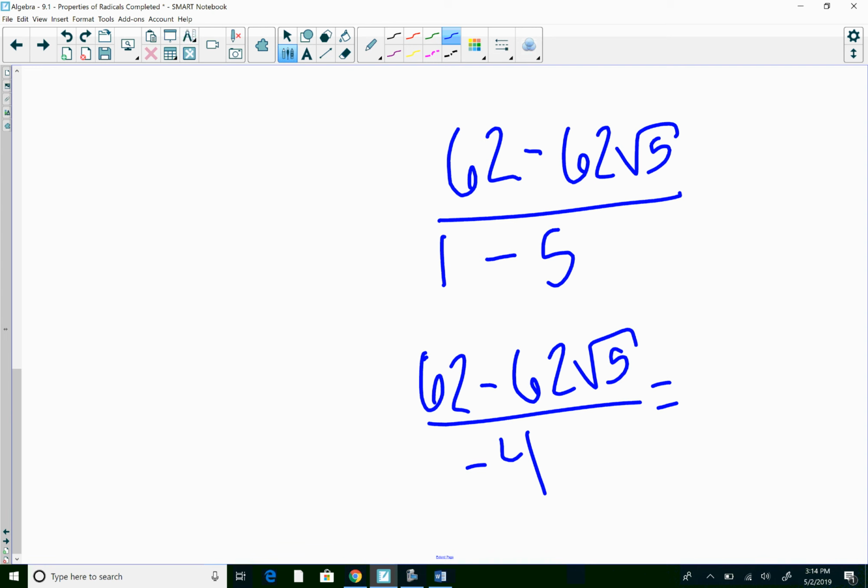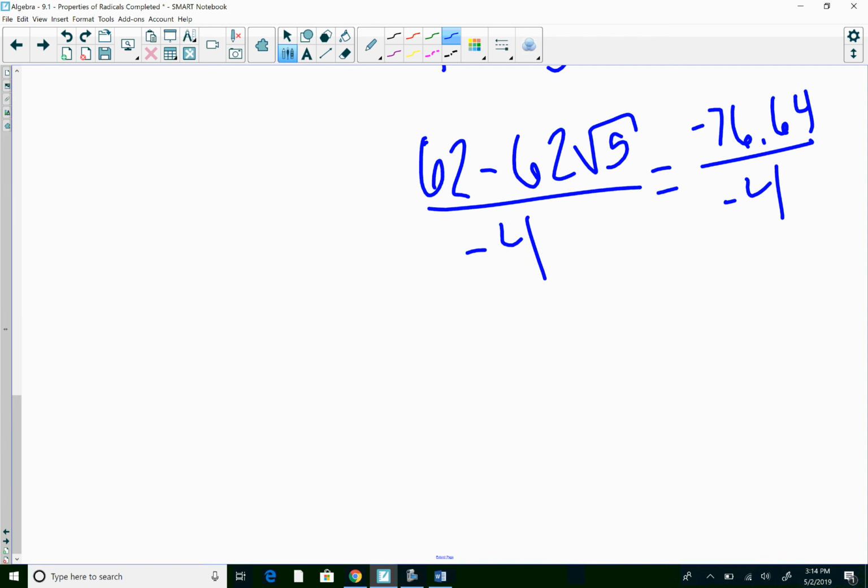minus 62 root 5 in the calculator, that'll end up giving us negative 76 point, and then it's a long decimal after that, 6, I'll just approximate it as 6.4, divided by negative 4, which is awesome because you want that height to be positive. So you've got a negative over a negative. Let's just take that divided by negative 4. The height of the Parthenon is going to be 19.16 approximately. And then the label on that is going to be meters.